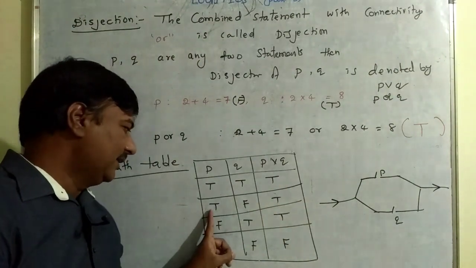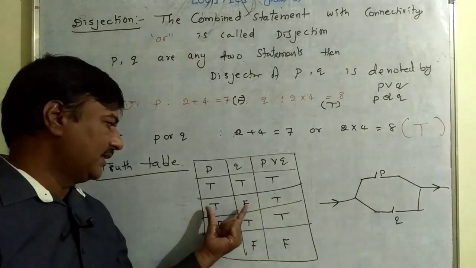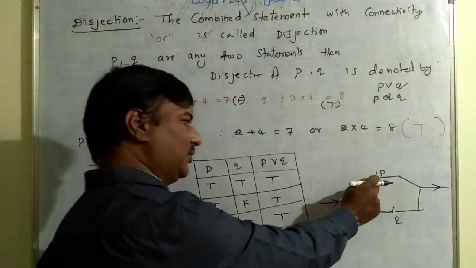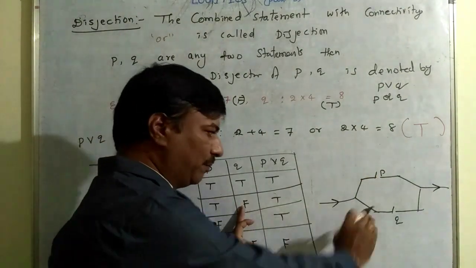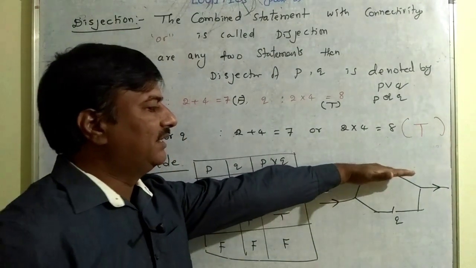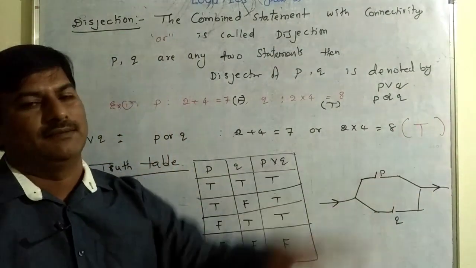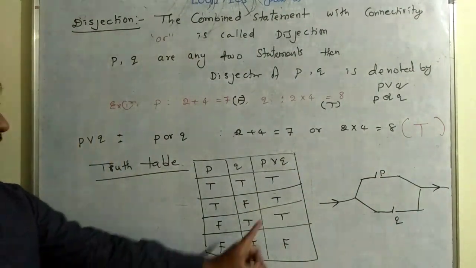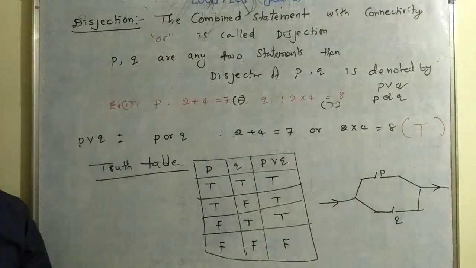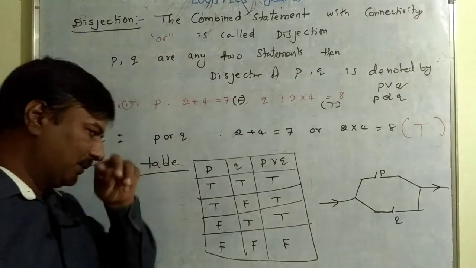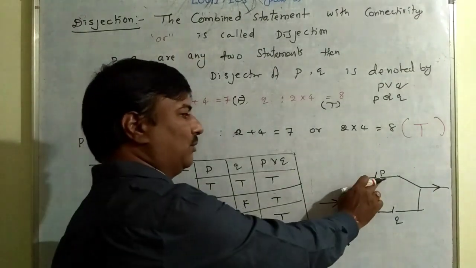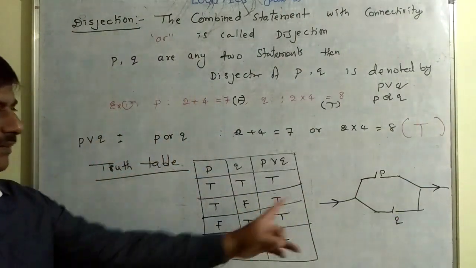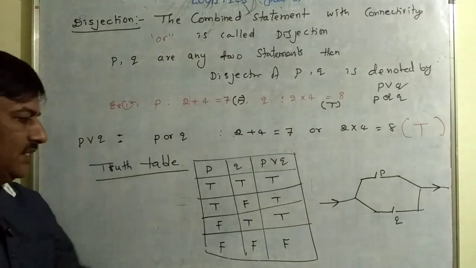The second case we will discuss by using the circuit. Now here P is true, P switch closed, Q switch open. If one of the switches is closed, then the current passes through that line. So the current passes from start to end, which means the result is a true statement. Now the final combined statement is true. If the P switch is open and the Q switch is closed, then the current passes in this direction, from start to end, which means true.